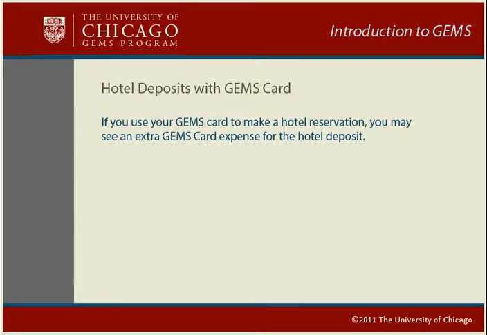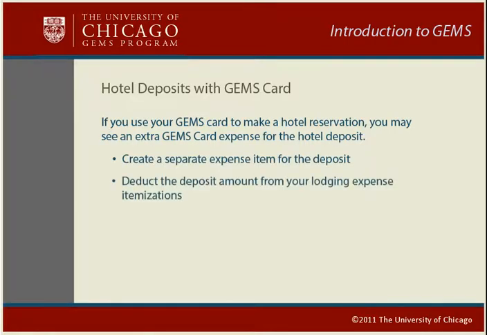If you use your GEMS card to make a hotel reservation in advance, you may see an extra GEMS card expense for the hotel deposit, usually for one night's stay. In these instances, you must do two things: create an expense item for the deposit and deduct the deposit amount from your lodging expense itemizations. Click Next to see how this is done.